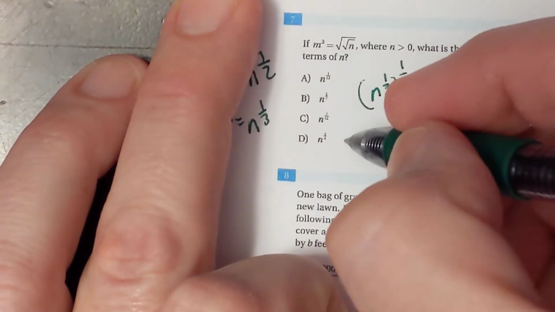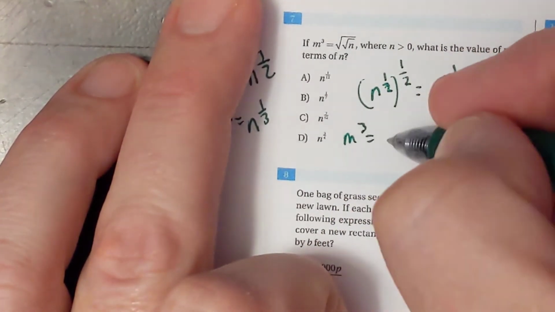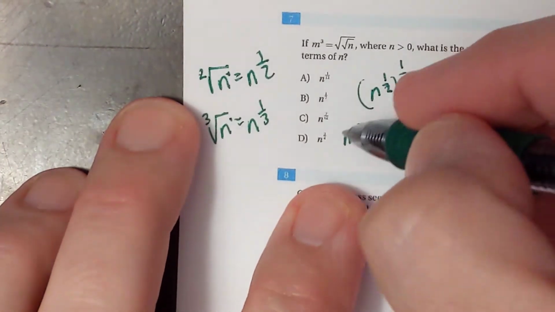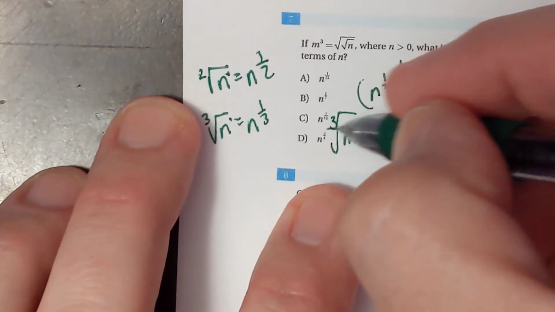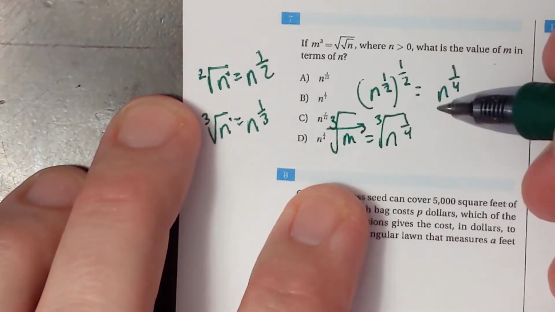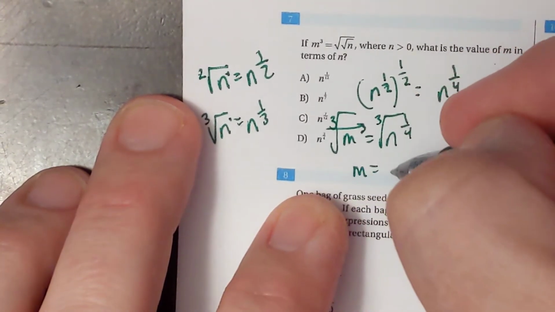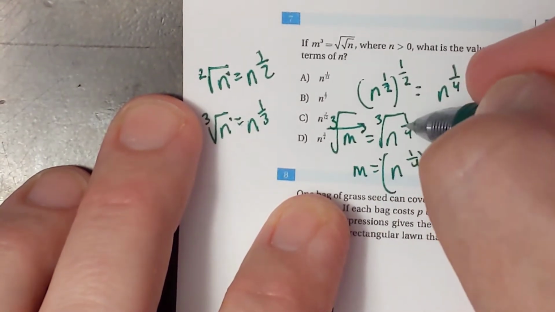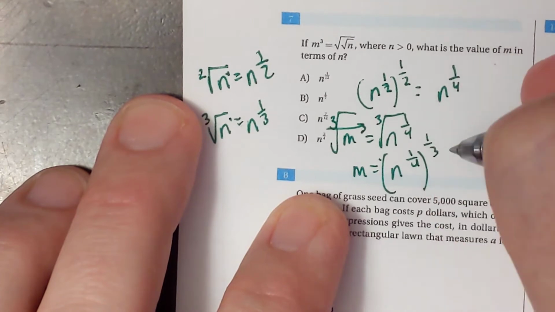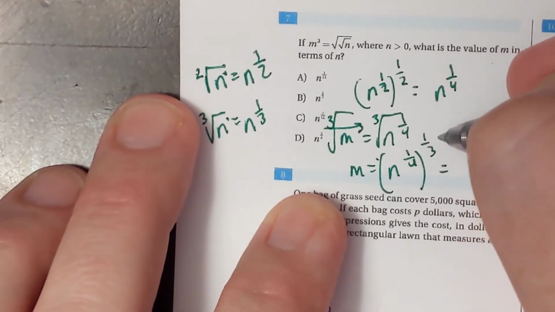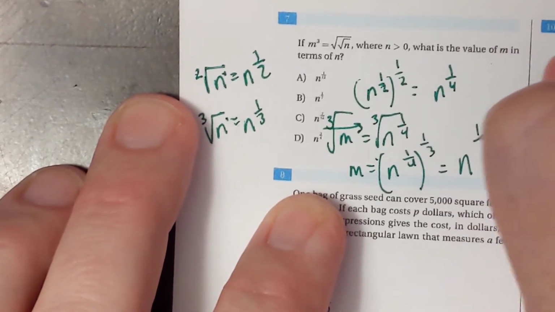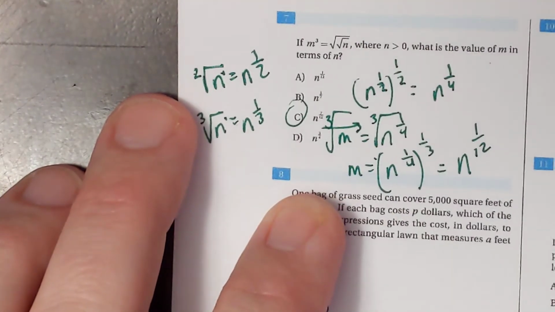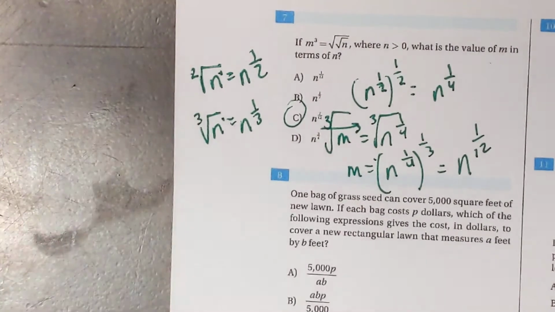So now I've just changed this to m to the 3rd equals n to the 1/4. To get rid of the 3rd power, you have to take the 3rd root, so that cancels out. So we get m, and again, now I have a third root. So that's the same as saying n to the 1/4 to the 1/3. Well, again, apply your power rules. 1 times 1 is 1, and 4 times 3 is 12. So this is n to the 1/12, or c. I think we're going to have to review that stuff.